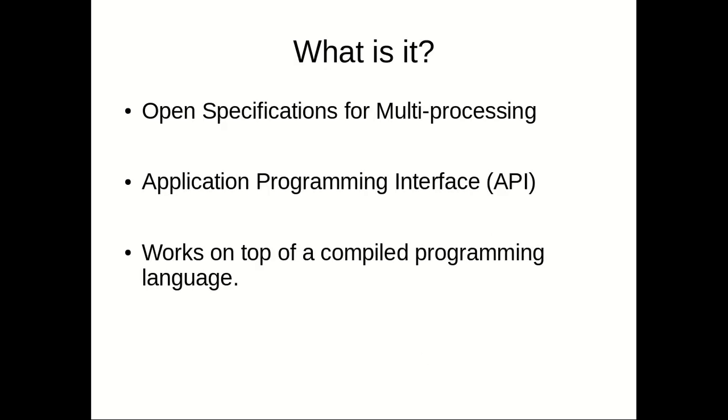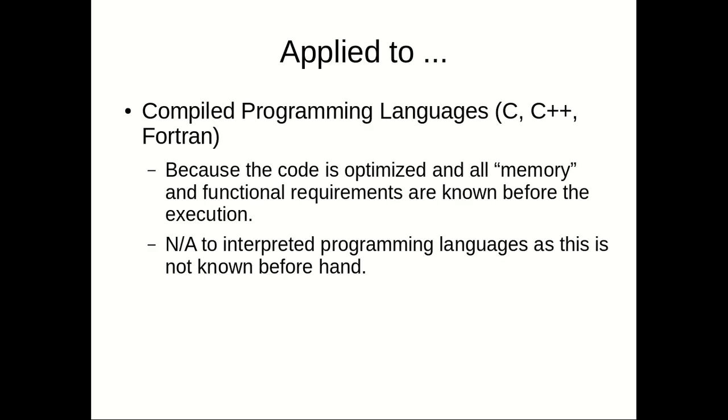Now, what is OpenMP? OpenMP stands for Open Specifications for Multiprocessing. Some people also call it an API, or an application programming interface. What it does is that it works on top of a compiled programming language and makes the programs run faster. To imagine this, it's like a booster or some kind of an added accessory to a car that makes the car run much faster. Simple as that. Let's see how it works.